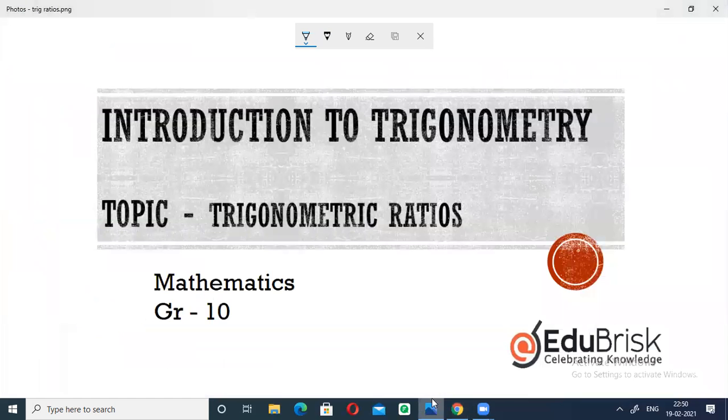In the next session, we will take trigonometric ratios for some specific angles: how do we remember these values, how to substitute these values, and what type of questions you will get from there.